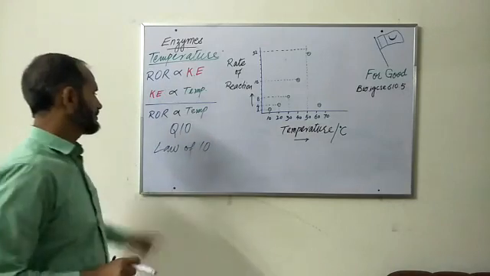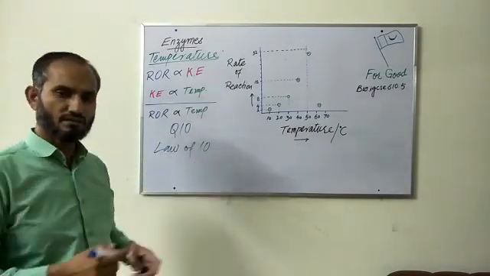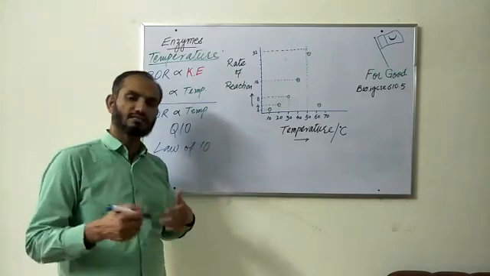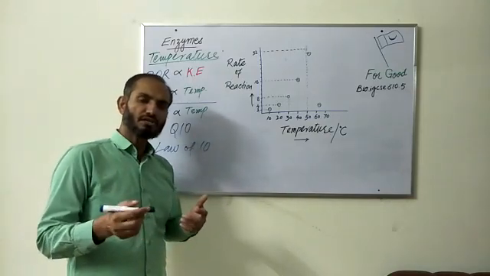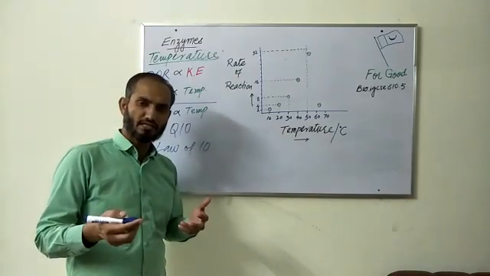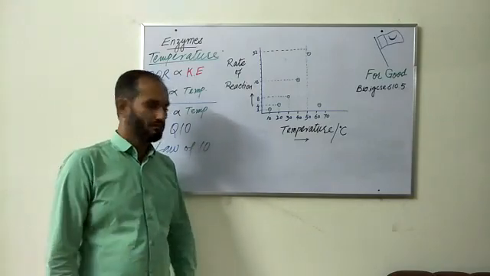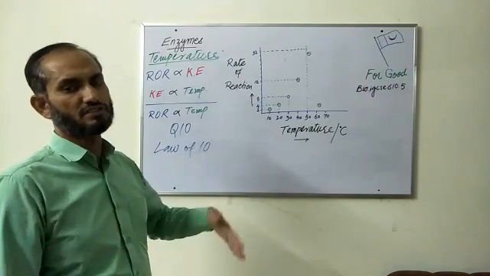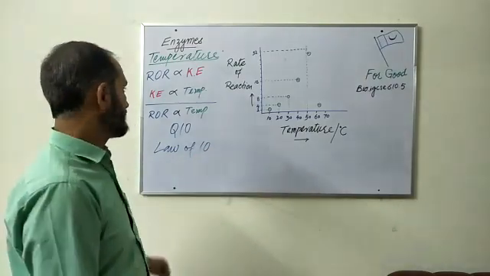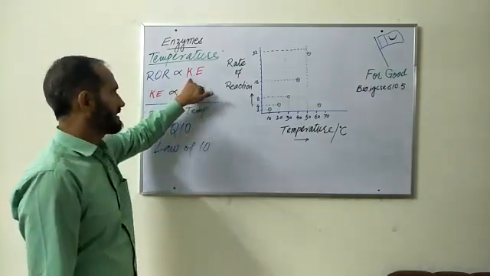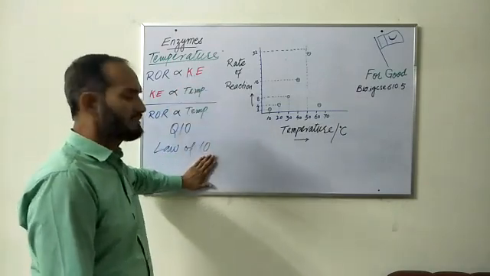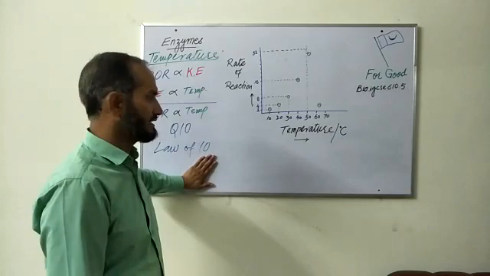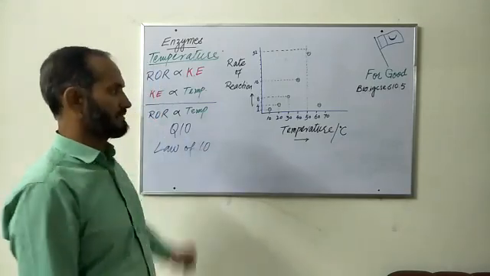What does it mean? Q10 or law of 10 states that for every 10 degrees Celsius rise in temperature, the rate of reaction controlled by the enzyme is doubled. Meaning the increase in kinetic energy by a 10 degree Celsius rise in temperature is up to such an extent that the rate of reaction is doubled.